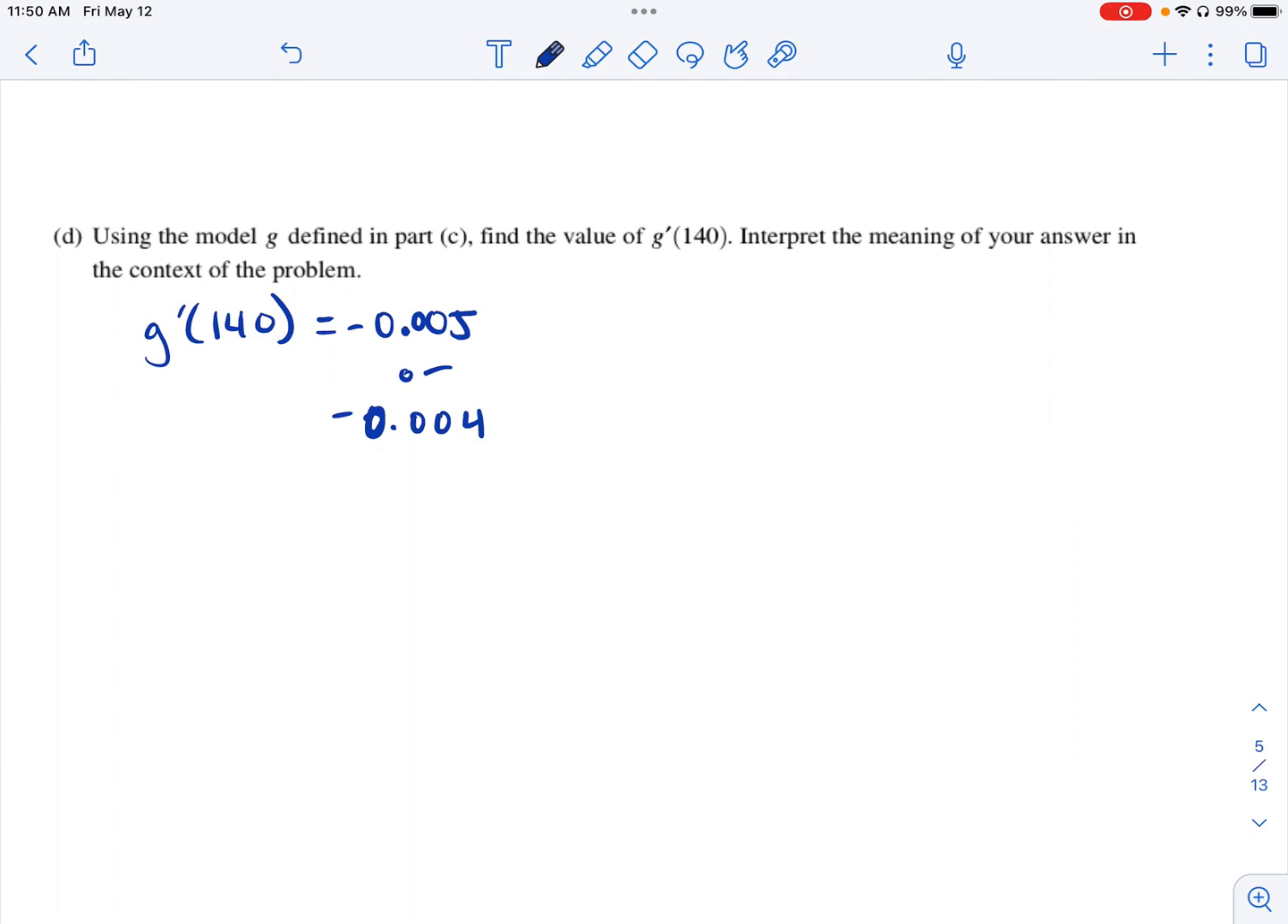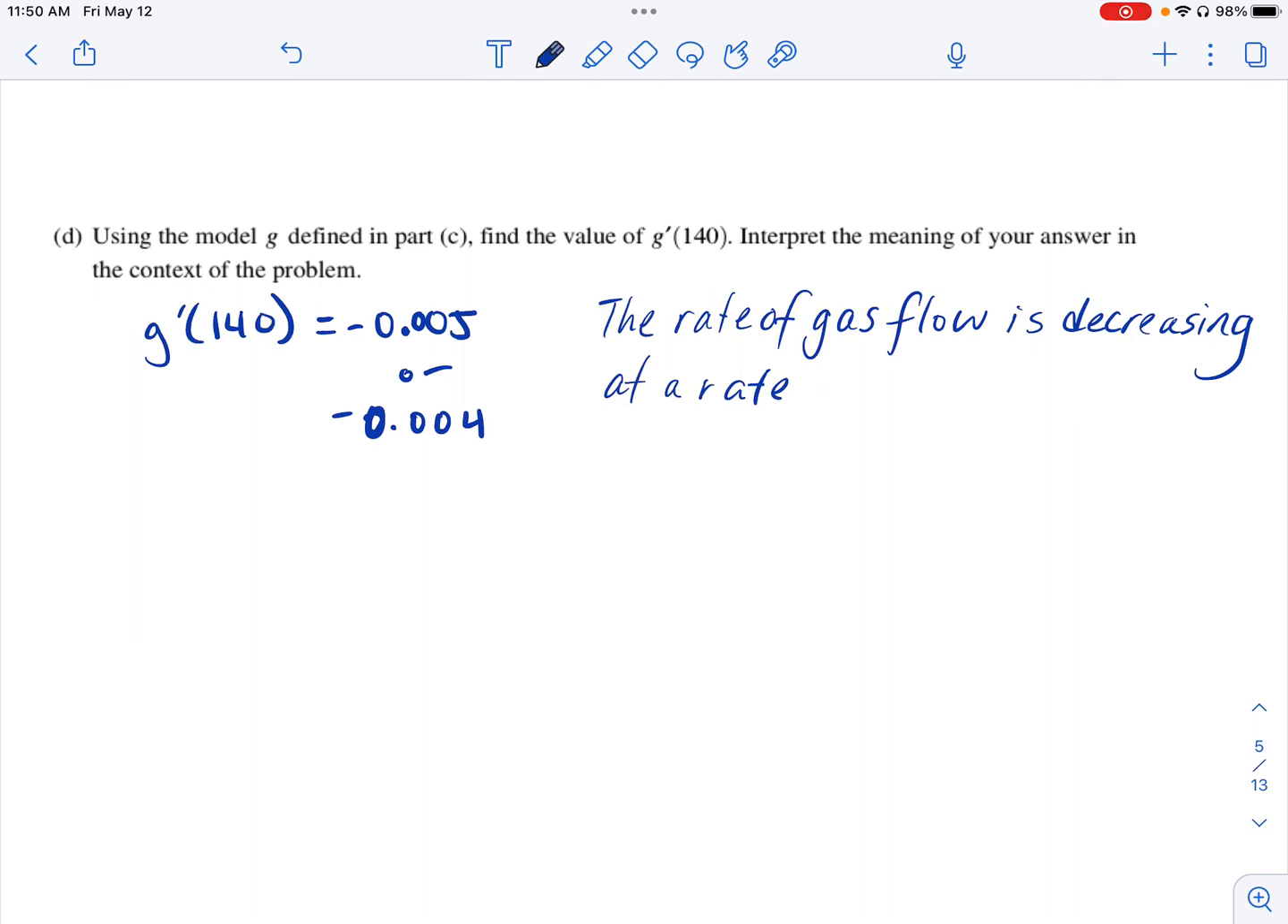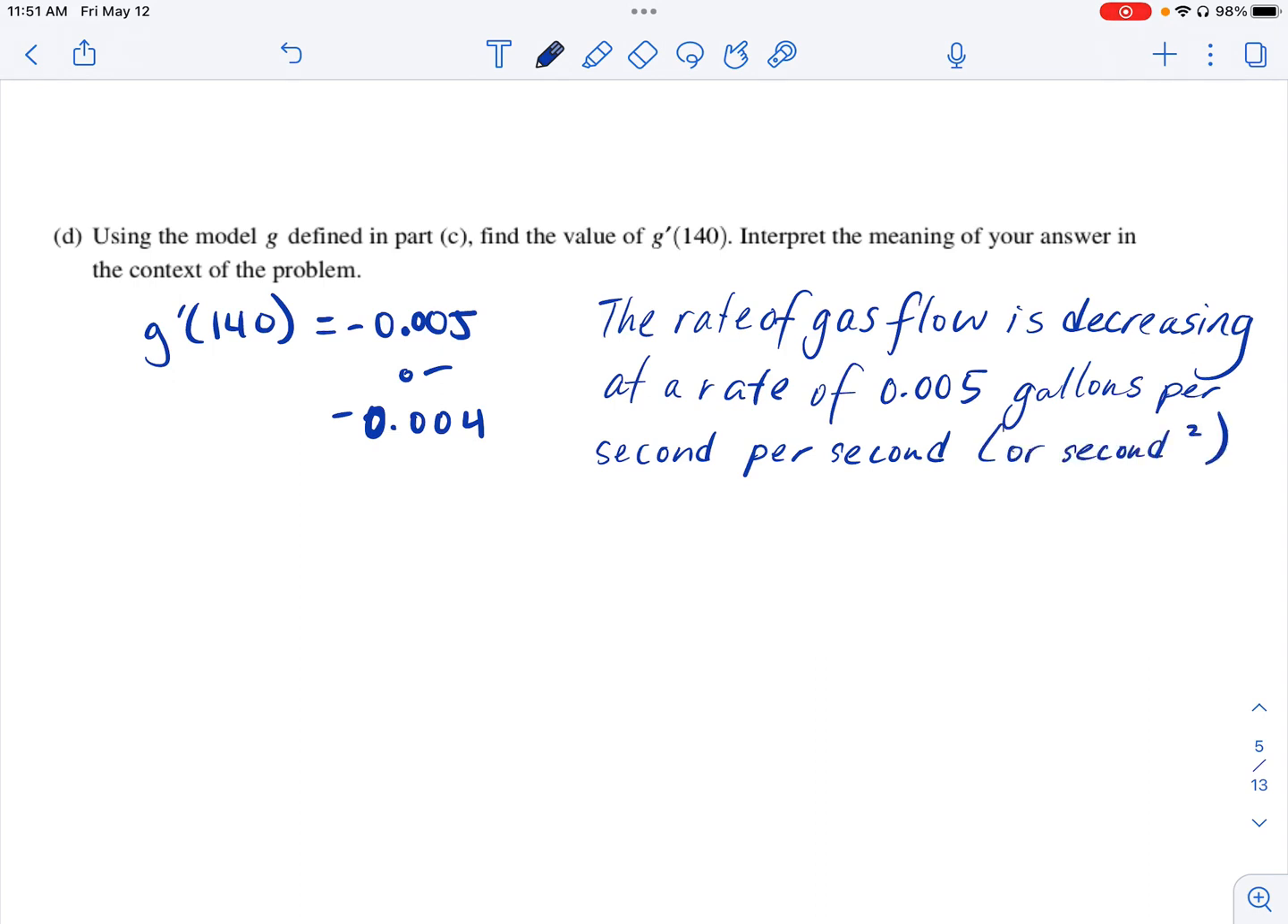And the second part is probably going to be given to you being able to interpret the meaning of this answer. So since we know that g of t is a rate, and we're finding the derivative, we're finding the rate at which this rate of gas flow is changing. So I'm going to write it as the following. I'm going to say the rate of gas flow is decreasing, because our value was negative, is decreasing at a rate of 0.005 gallons per second per second. And I'm pretty sure that you also probably should have been able to say seconds squared, at the time of 140 seconds.